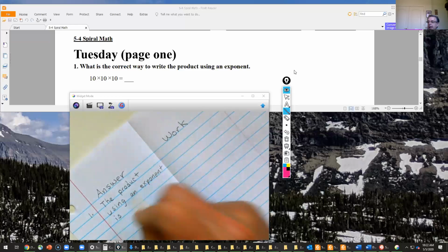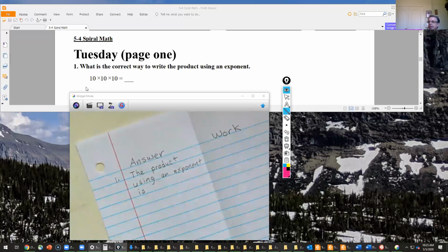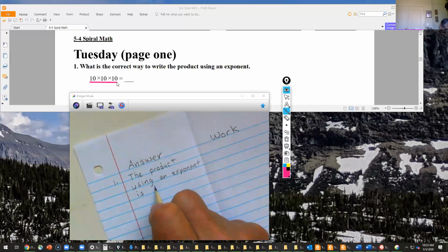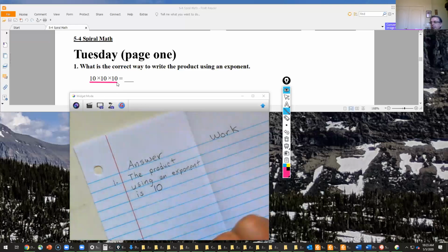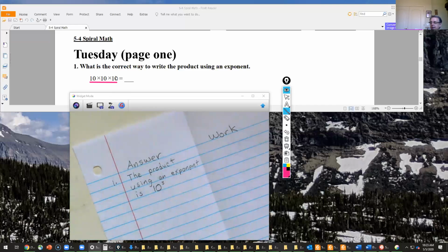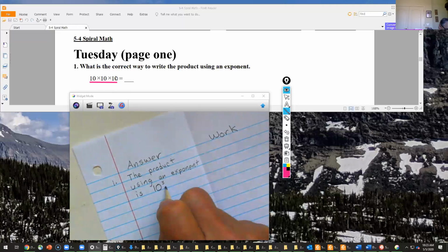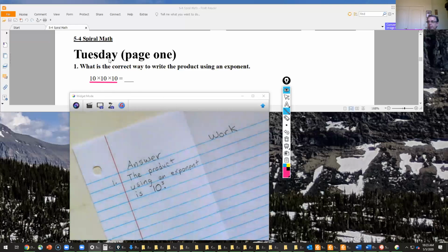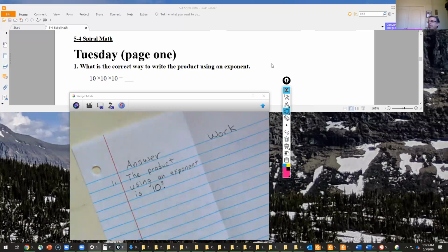is, and the best way to do that is I have 10 times 10 times 10, so I am taking 10 to the third power because I'm multiplying 10 times 10 times 10. You didn't have to actually write the product, 10 times 10 times 10, just using the exponent. So that's what I really want to see right there, that little 3 exponent on your product. Great job. All right, we're going to go ahead and move on now to number 2.